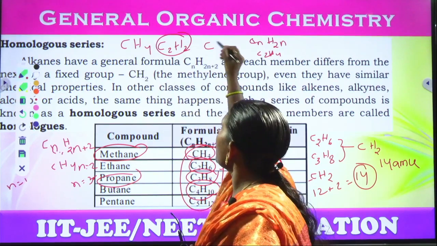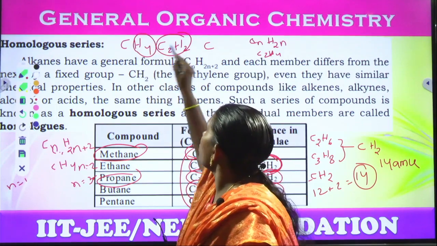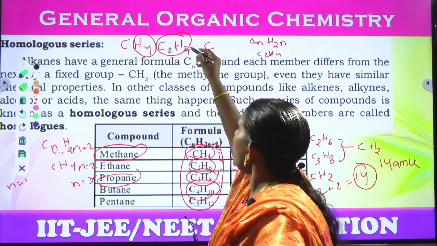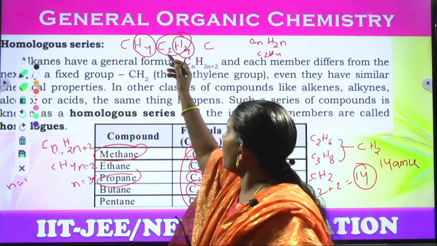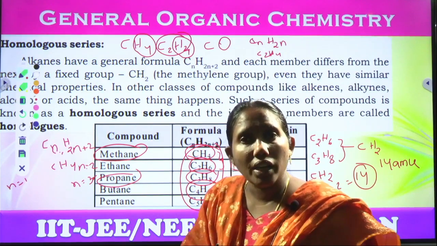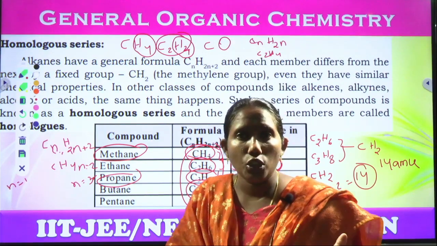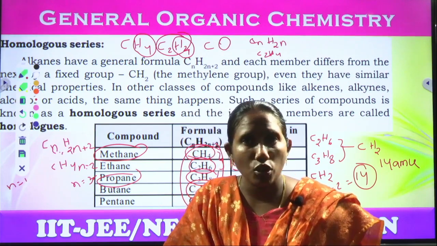So one carbon is the difference. Coming to the alkenes, it is C2H4, and alkane is CH4. So there is no difference in the hydrogens, right? So an alkane and an alkene cannot be in a homologous series. Like that, an alkene and an alkyne also cannot be in a homologous series.